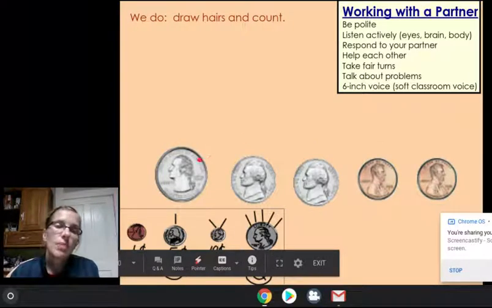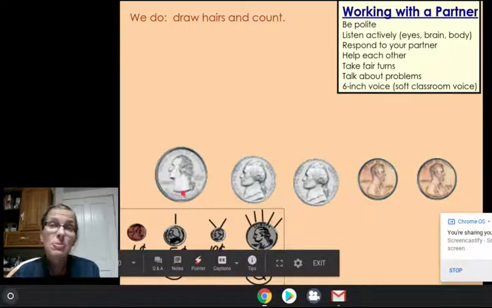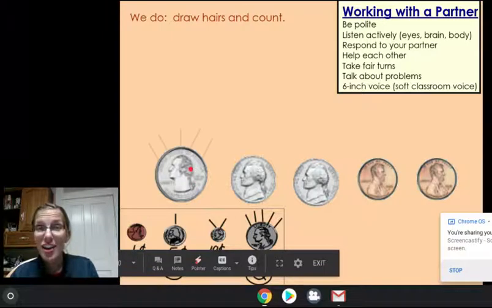Okay, try this next one. I have a big coin. We know that big coin is a quarter. A quarter gets 1, 2, 3, 4, 5 hairs because it's 25 cents. So we're going to draw our 5 hairs on our quarter.